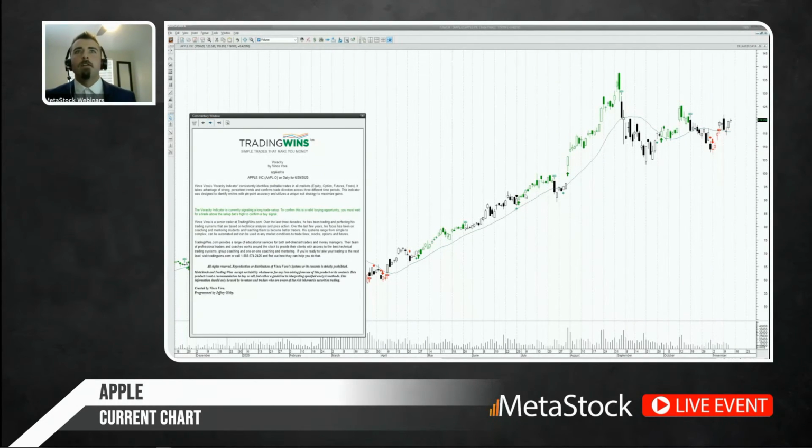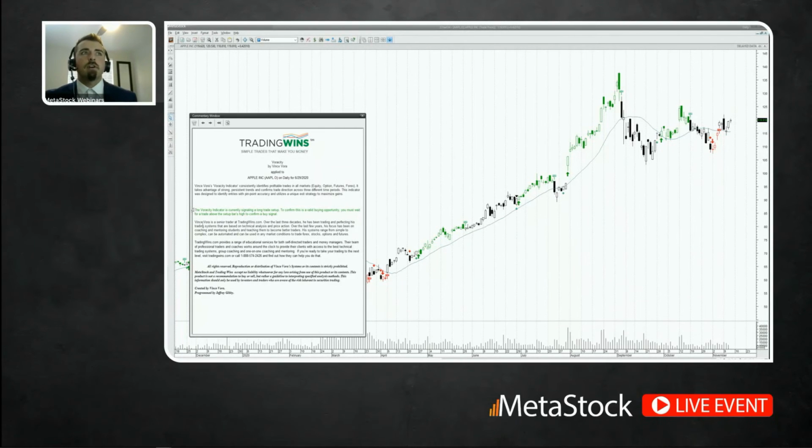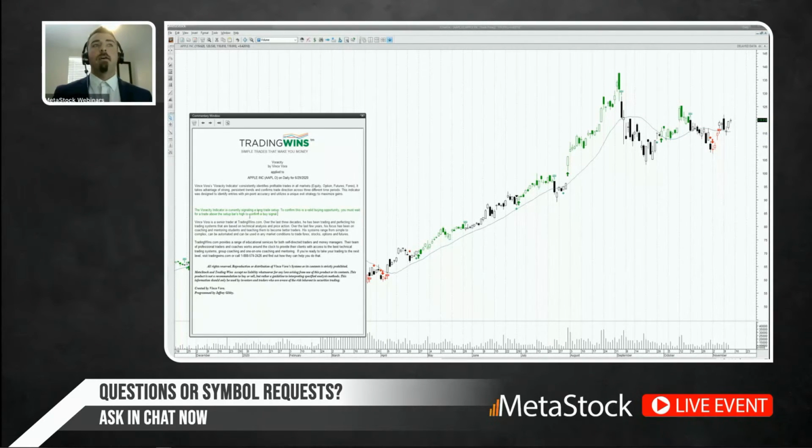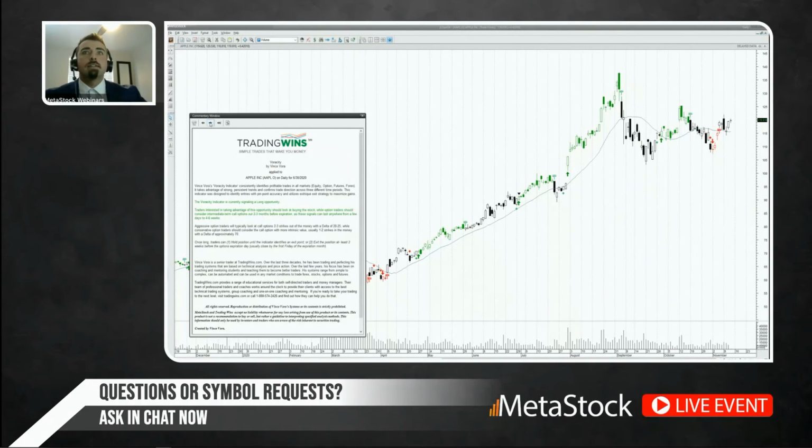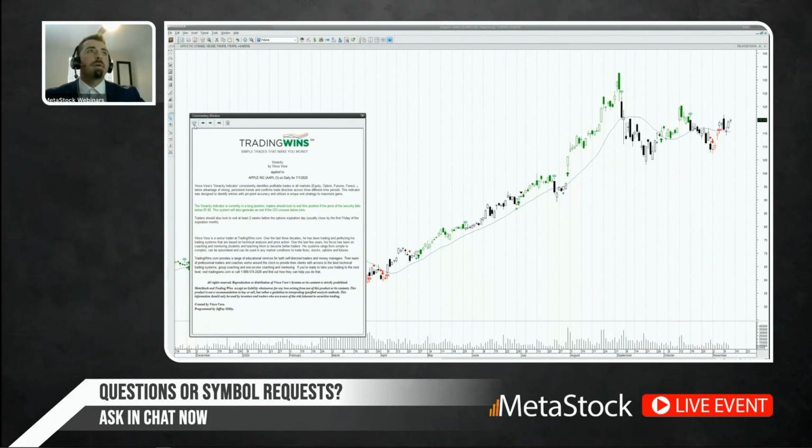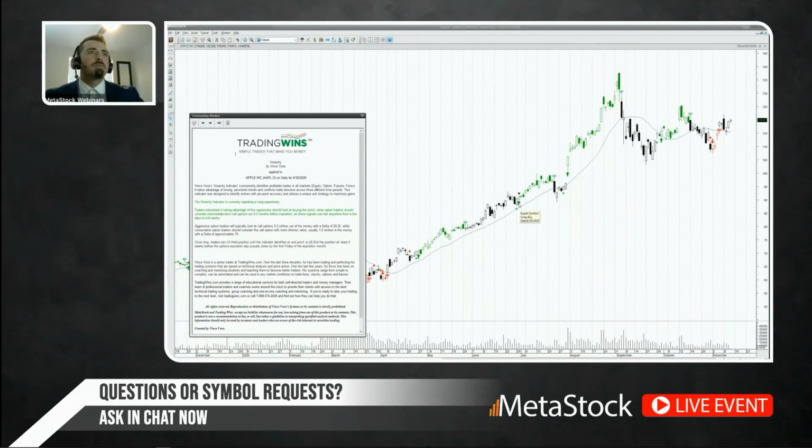But then right here, you can see we do have that expert symbol for the long setup that had taken place. And so now in our commentary window, if we were looking at this on that day, it would tell you the Veracity indicator is currently signaling a long trade setup. To confirm this is a valid buying opportunity, you must wait for a trade above the setup bar's high to confirm a buy signal. That didn't come in on that day, but it did come in on the next day. This one here is what we're looking at.